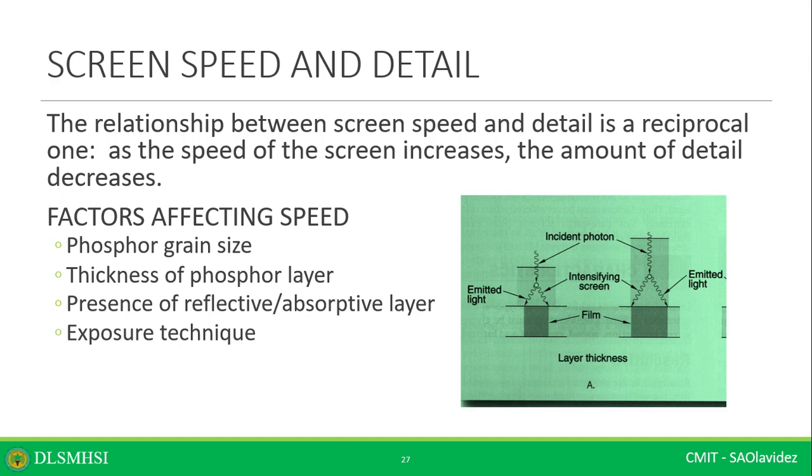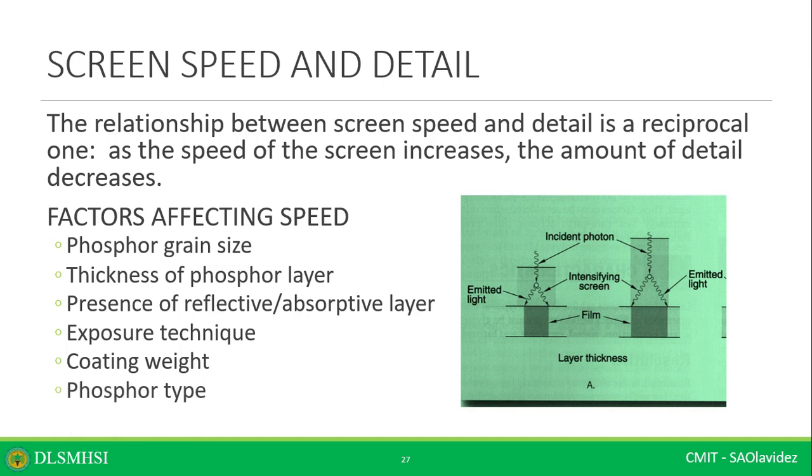There are also factors that affect speed but not detail. Coating weight increases speed but not detail. Coating weight is the number of phosphor crystals that is contained within the phosphor layer. The more phosphor crystals it contains, the higher would be the coating weight. A higher coating weight will definitely emit more light photons that is attributed to the increased speed of the intensifying screen.